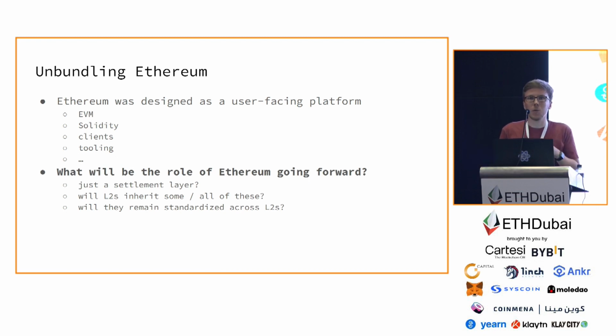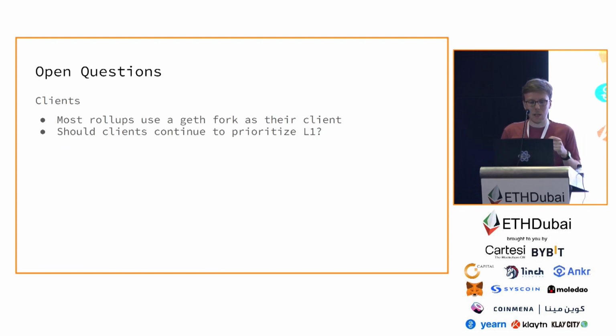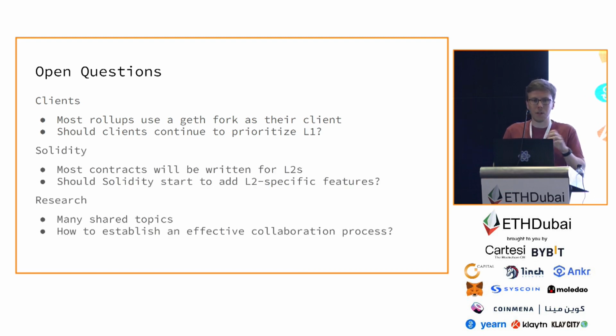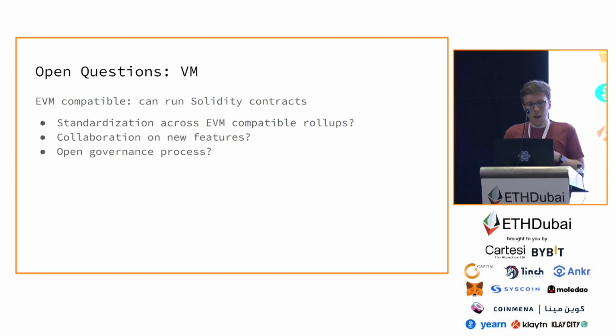Will layer 2s copy some of these tools? Will they do their own thing? I think it's very much an open question for now. And specifically, there are a lot of open questions for the clients, for Solidity, for research. How does this new world work, where users don't just use Ethereum themselves, but they use the rollups? And then on the VM, that's kind of where we're tied back to the EIP-3074.